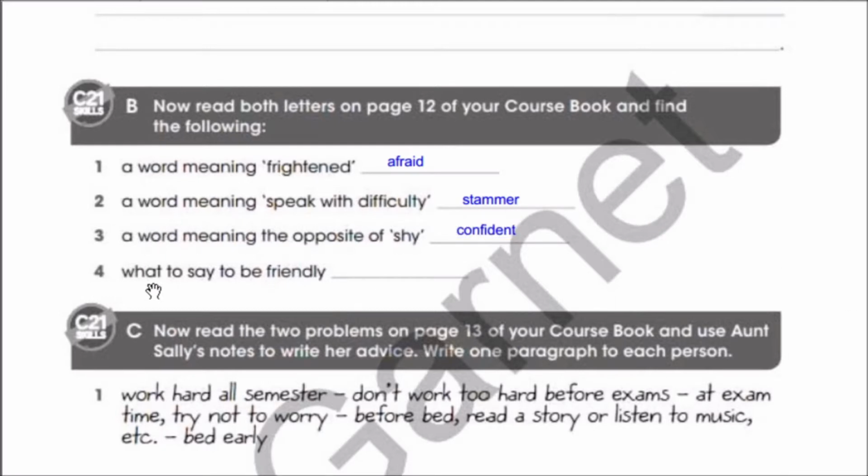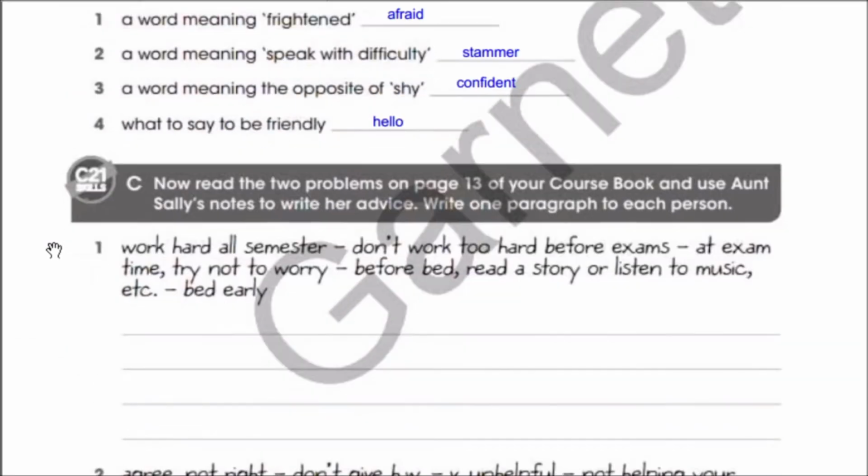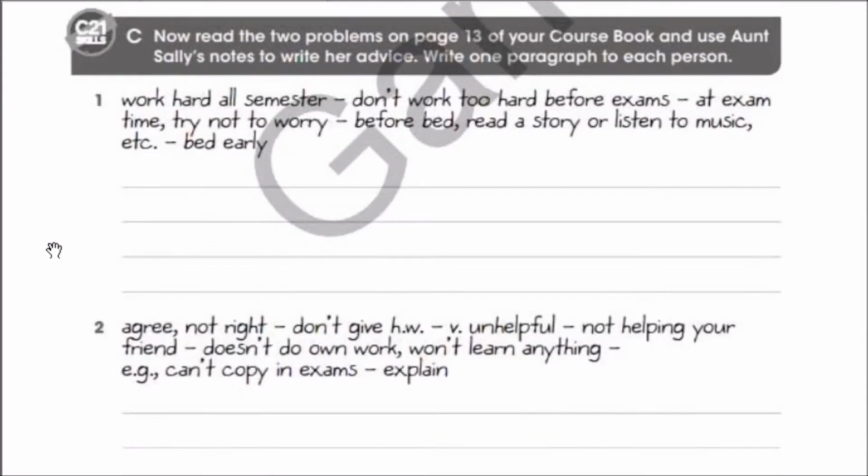Number 4. What to say to be friendly. What are the things that you say to be friendly with other people? For example, very good, you say hello. This is how you start conversations with other people. Very good. Let's go to the next question.